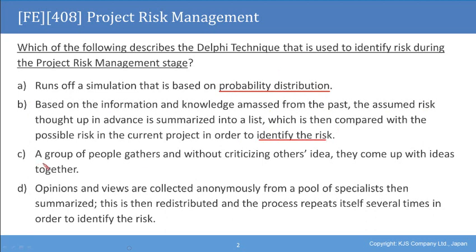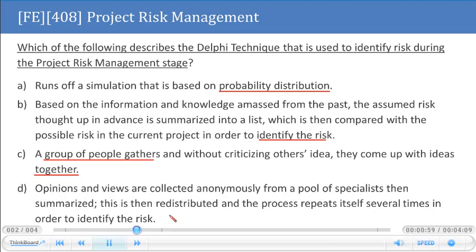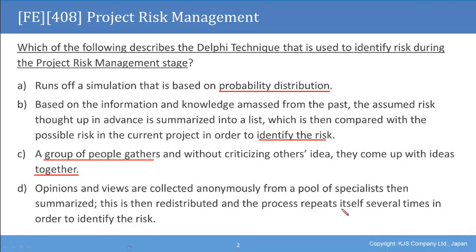C. A group of people gathered and without criticizing each other's ideas, they come up with ideas together. So that's a group of people and they work together. And D. Opinions and views are collected anonymously from a pool of specialists, then summarized. This is then redistributed and the process repeats itself several times in order to identify the risk. So we have a pool of specialists.